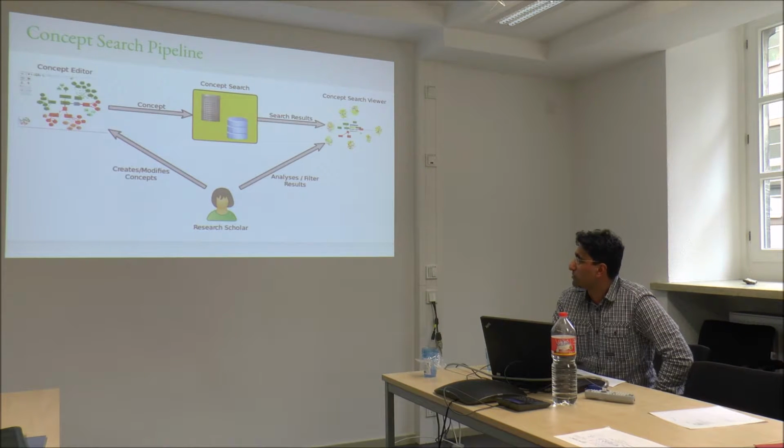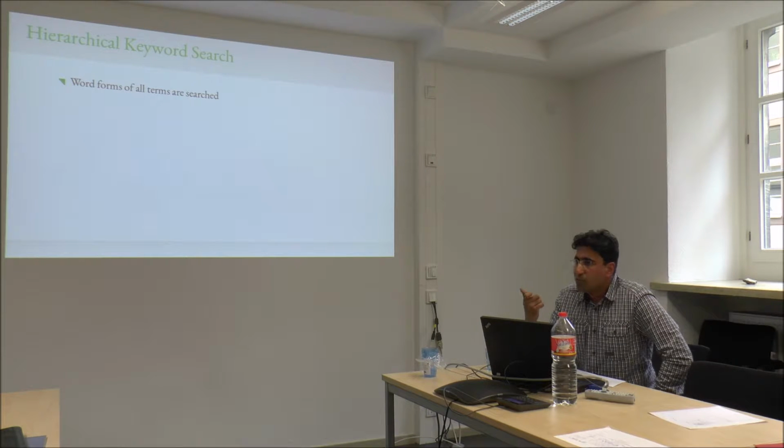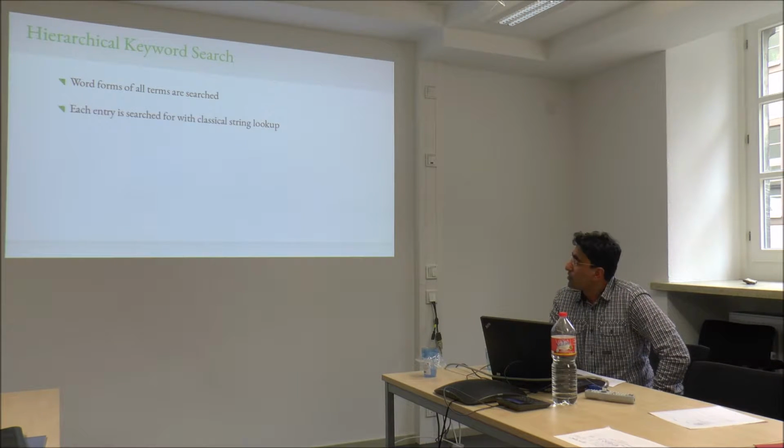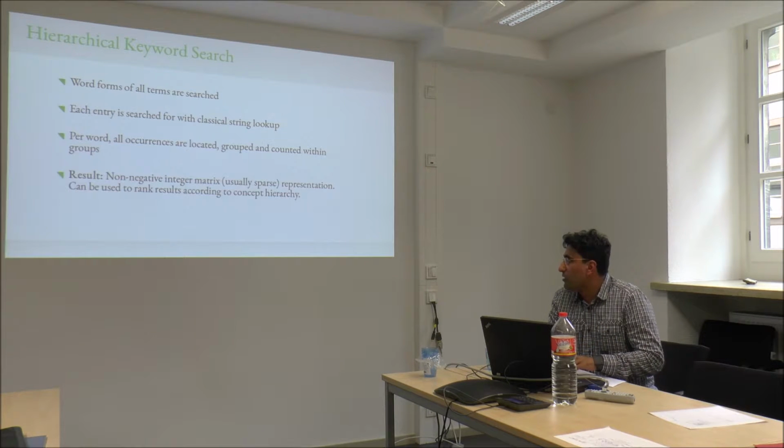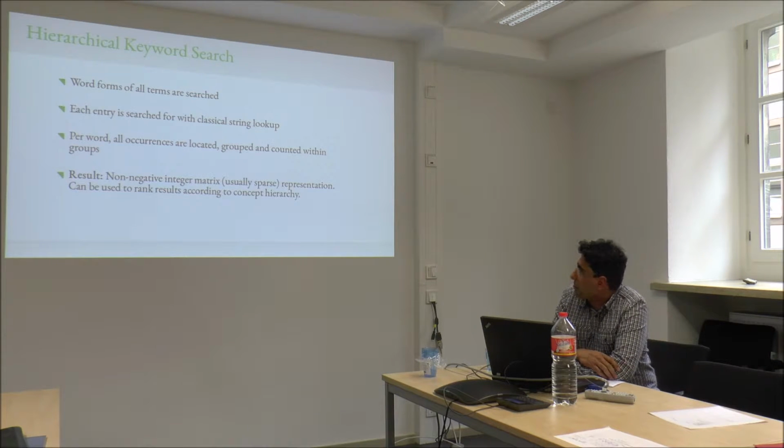Then the next thing is concept search, where all the word forms of all terms are searched, and this is a simple classical string lookup. Per word, all the occurrences are located, grouped within these terms, and counted within these term groups. And so I get a simple non-negative integer matrix, and we use this matrix to rank the results according to the concept hierarchy. Again, you can look into our paper that I refer to in the next slides for more details on this.